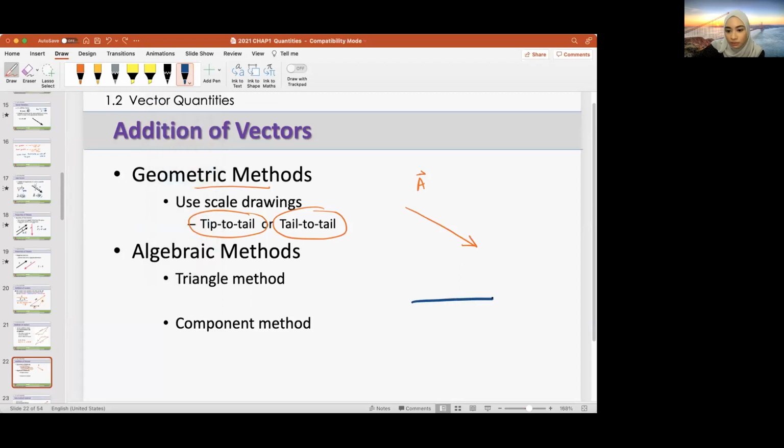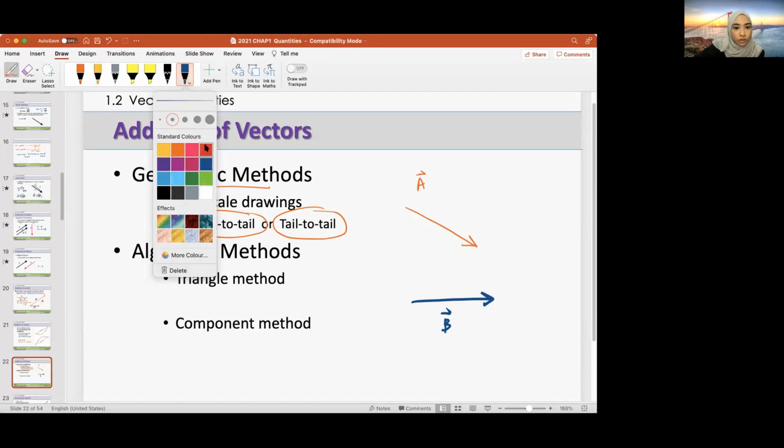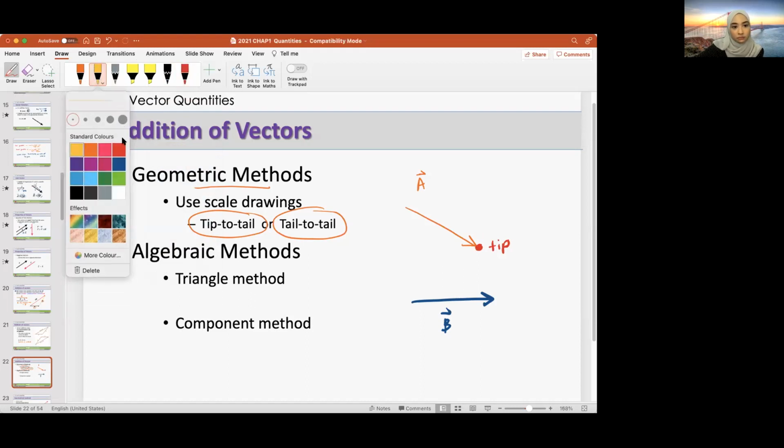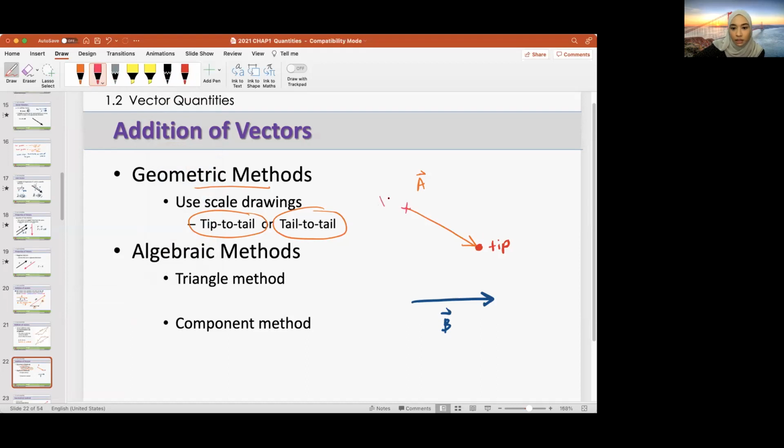So this is my vector B. Okay, so A plus B. I want to try the tip to tail method. What is tip? What is tail? I want to use a different color as usual. So this is my tip, the end at the front. And the tail is the back end. This is my tail. What about this guy? This is the tip. This is the tail. Fine, we know our arrow has a tip and a tail.